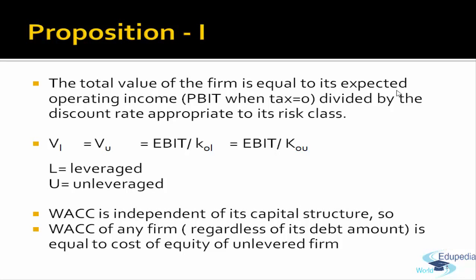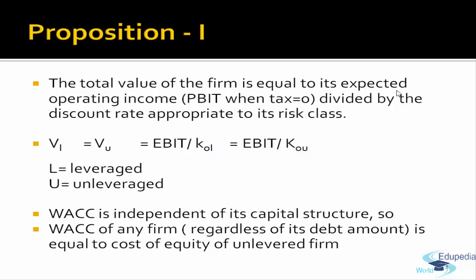Now, since the debt equity mix does not affect the value of the firm, the cost of capital of a leveraged firm must be equal to the cost of capital of an unleveraged firm. The cost of capital is not affected by its capital structure. So, the value of a firm is EBIT upon KO. For a leveraged firm, it is EBIT upon KOL, and for an unleveraged firm, it will be EBIT upon KOU, where U is unleveraged and L is leveraged. But since KOL is equal to KOU, that is, the cost of capital of a leveraged firm is equal to the cost of capital of an unleveraged firm, the value of a leveraged firm is equal to the value of an unleveraged one. So the weighted average cost of capital of any firm, regardless of its debt amount, is equal to the cost of equity of an unlevered firm.